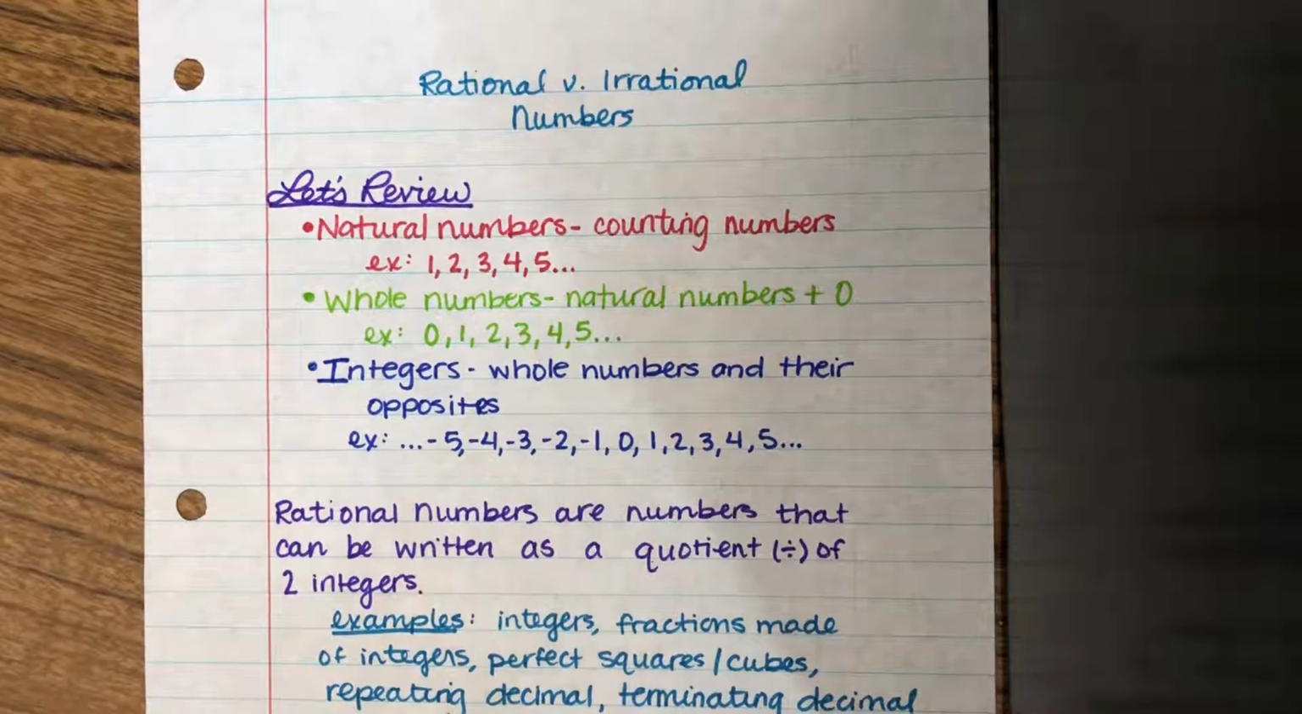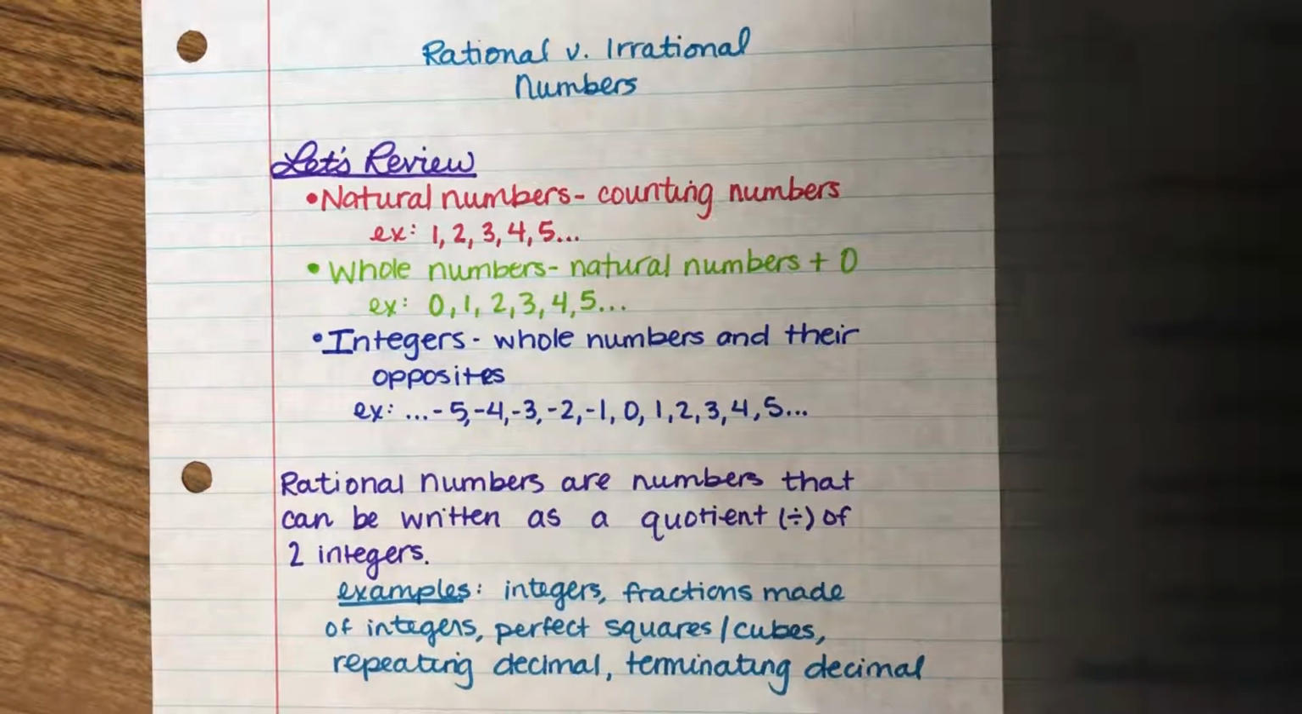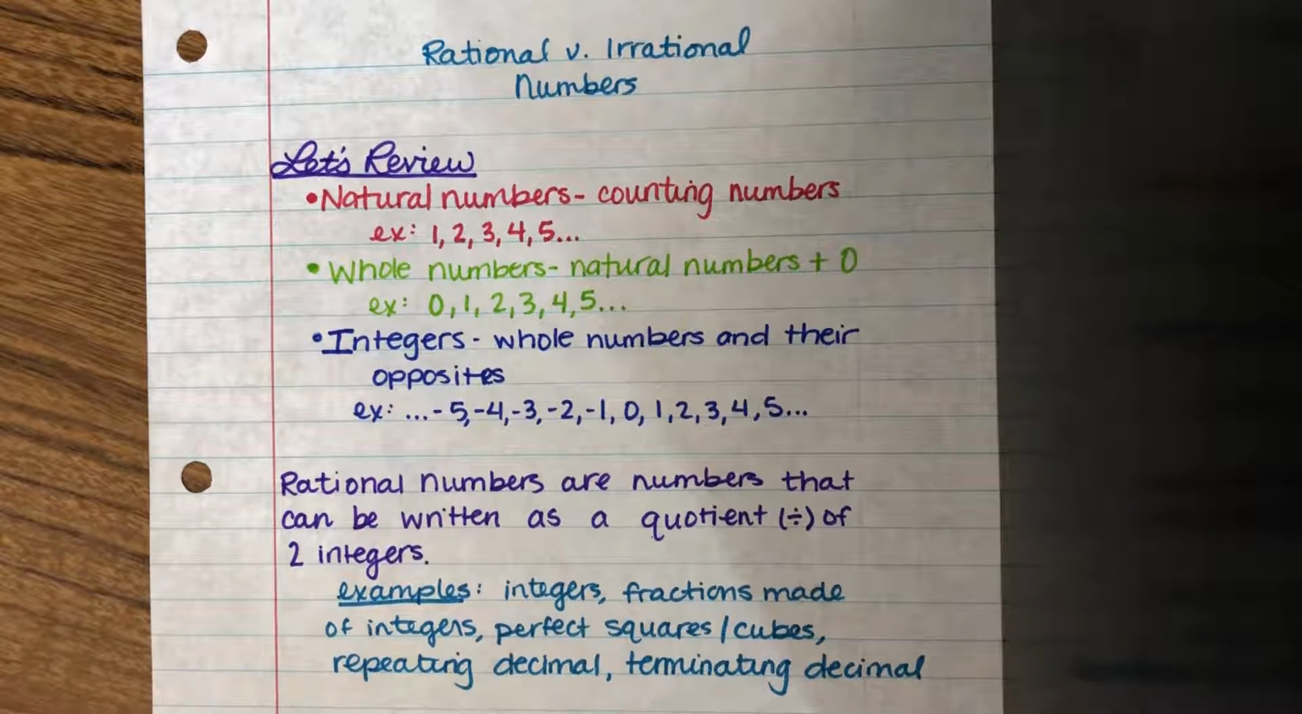This tutorial is designed to help you understand what a rational and irrational number are. Before we really get going, we're going to review these three bullet points here. A natural number is what we would consider counting numbers. Think back to when you were a little baby and you started to learn your numbers. You didn't start counting with 0, you probably started counting with 1. So 1, 2, 3, 4, 5, and so on and so on. Those are called natural numbers.